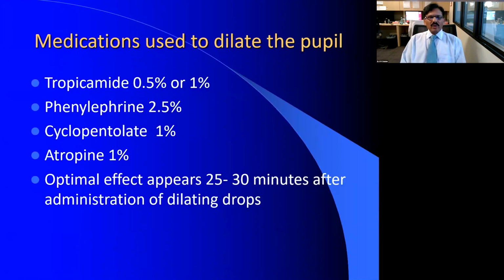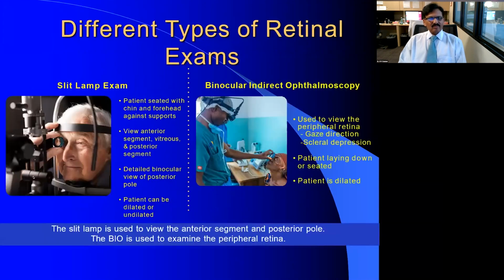So what are the medications we commonly use to dilate the pupil? The most effective and fastest is tropicamide, 0.5% to 1%. Phenylephrine, we have to be careful that the patient is not hypertensive. Cyclopentolate is a little late in commencement of the dilation, but lasts longer. Atropine is a cycloplegic that knocks out the iris for a couple of weeks. The optimal effect is usually seen with tropicamide and phenylephrine 25 to 30 minutes after the administration of the dilating drops. And the larger the dilating diameter, the larger the visualization of the area, logically.